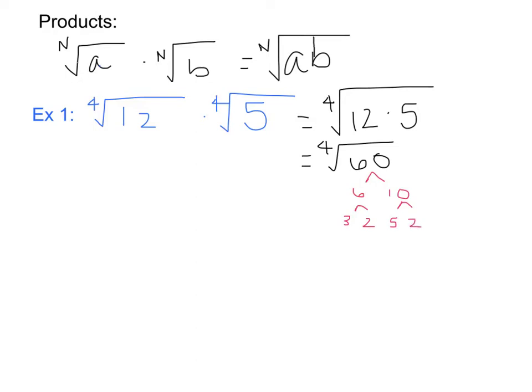This 4 right here means you need a total of 4 of the same numbers. So I only have two 2's, not four 2's, so therefore I cannot simplify this anymore, and my answer is the fourth root of 60.